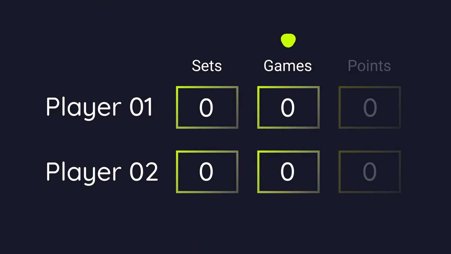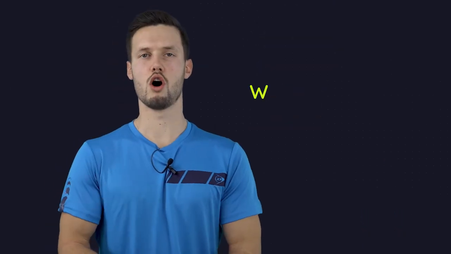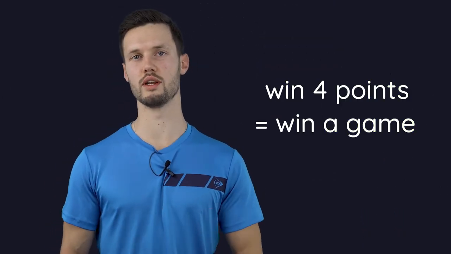Every game consists of many points. Now, the correct way to count the points is 15-0, 30-0, 40-0, and game. You can consider the numbers 15, 30, and 40 just like the numbers 1, 2, and 3. This means you have to always win 4 points to win a game.